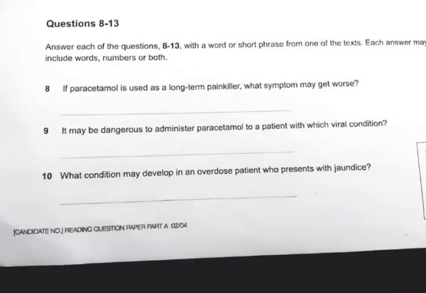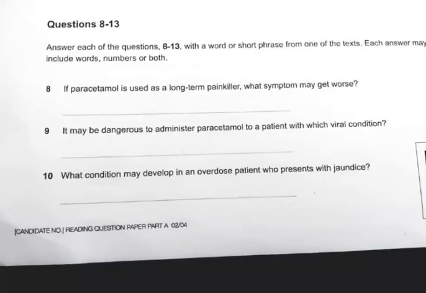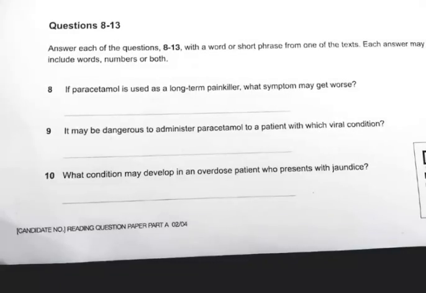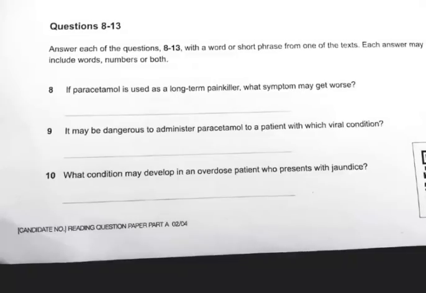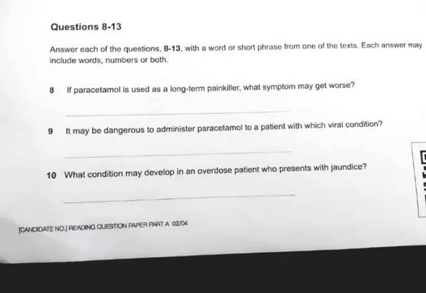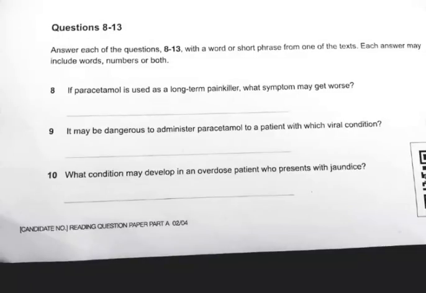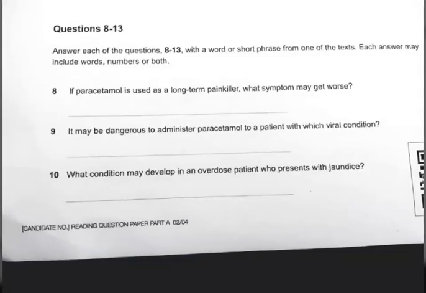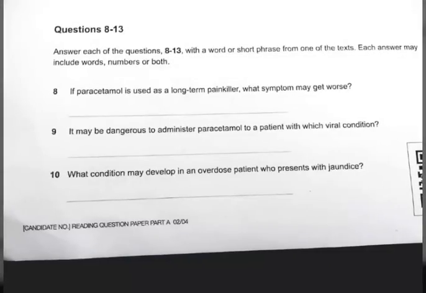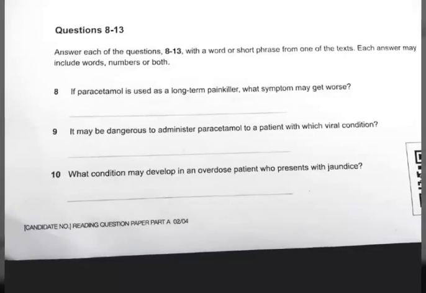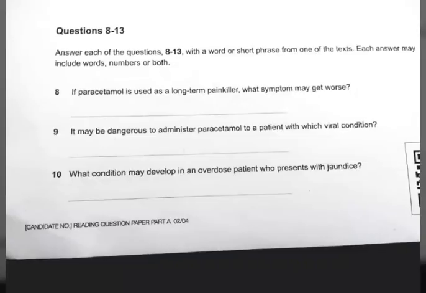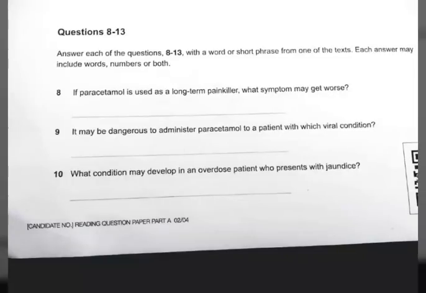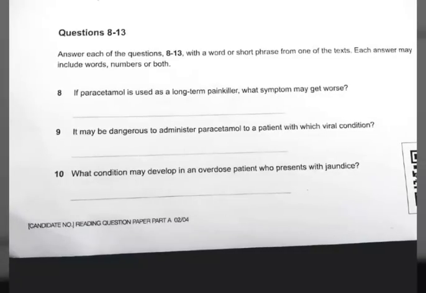Okay, which are the keywords? If paracetamol is used long term, then symptom gets worse, right? So the keywords are used long term, and what gets worse. This is the keyword, right? Okay, so what is the key idea? They are discussing about overdose, right? What gets worse? That is the overdose or the warning.